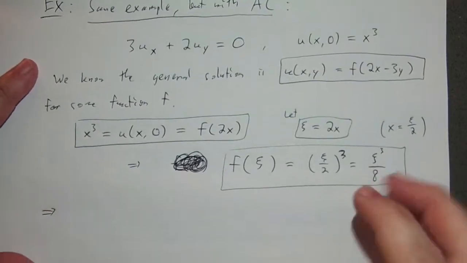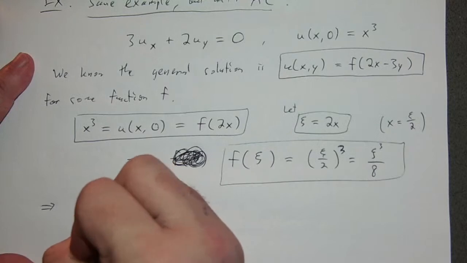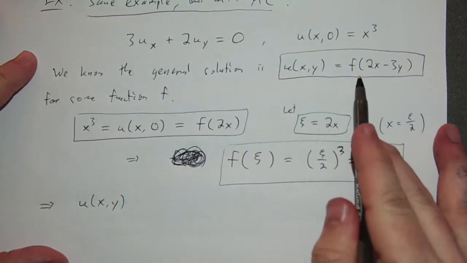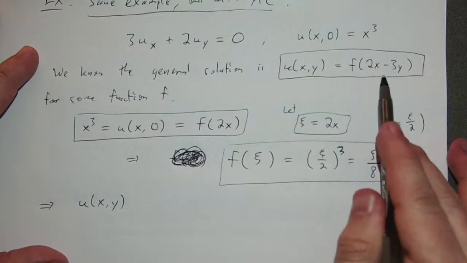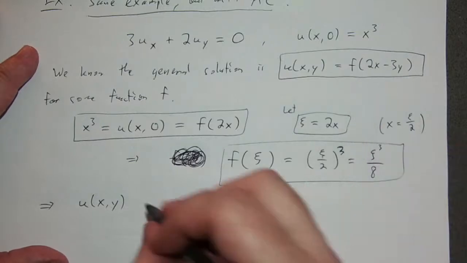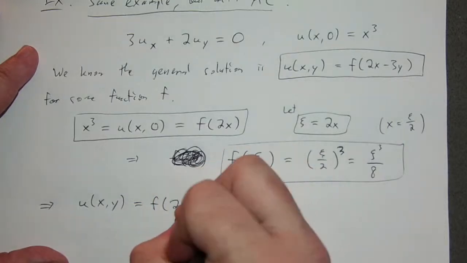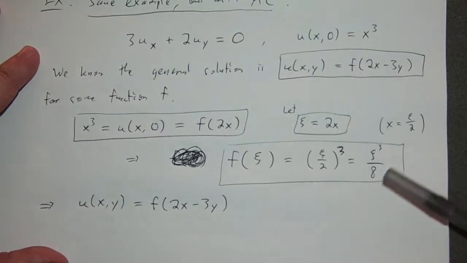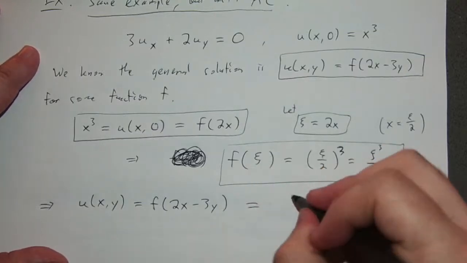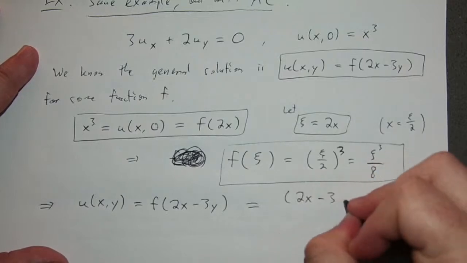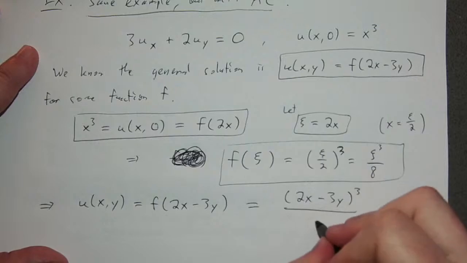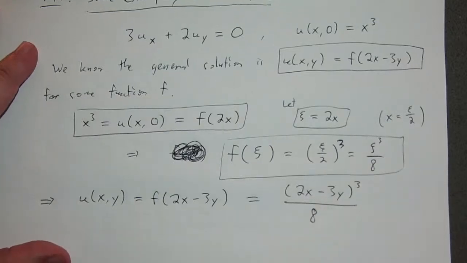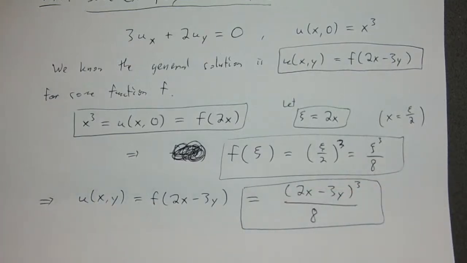So what does that mean? It means that if our general solution is f, a function applied to 2x minus 3y, what I know is that this is a function that takes an input, cubes it, and divides by 8. And so this function is actually (2x minus 3y) cubed divided by 8.